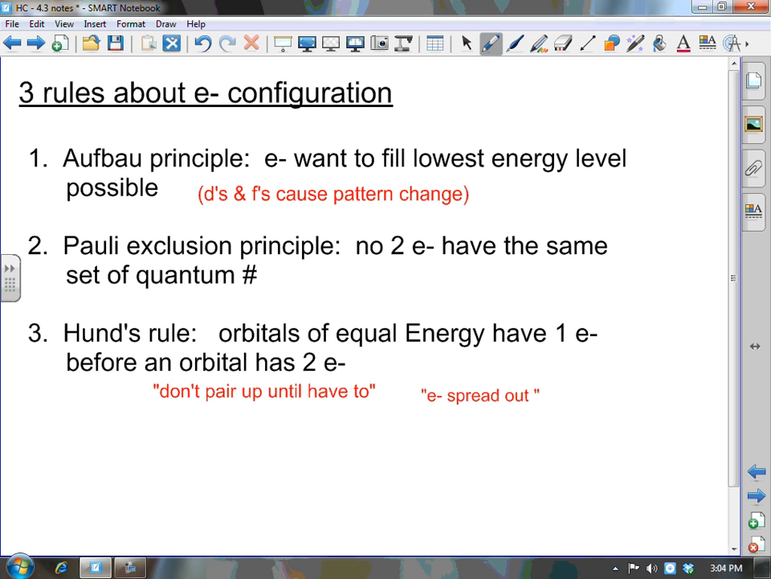Pauli exclusion principle. Basically, no two electrons can have the same set of quantum numbers. So basically, no two electrons can have the exact same address. And we talked about that in section 2. Hund's rule. A simple way to say this: electrons don't pair up until they have to. If we just think of this quote, as we start diagramming these, it will make more sense when we see specific situations. So we want to have these three statements in the back of our mind as we work through the different examples of electrons.